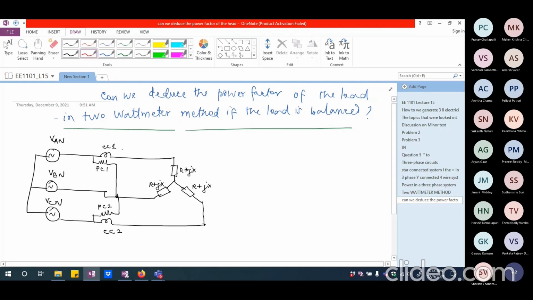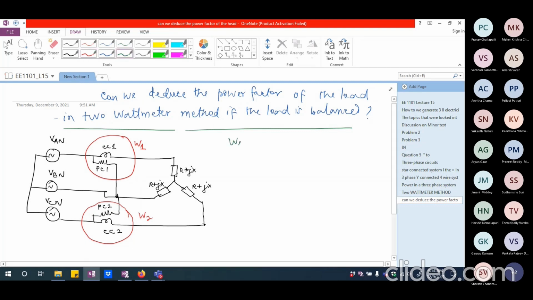So I'm going to call this wattmeter 1 and I'm going to call this wattmeter 2. So these are the 2 wattmeters. So we wrote this already. Nevertheless, let me write it again.